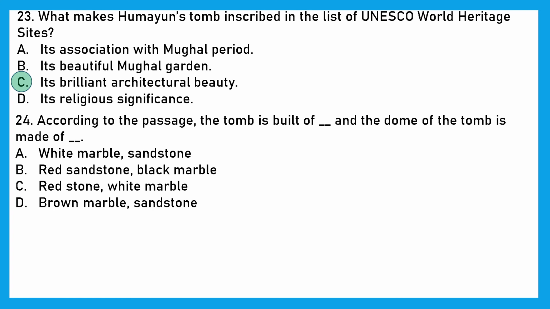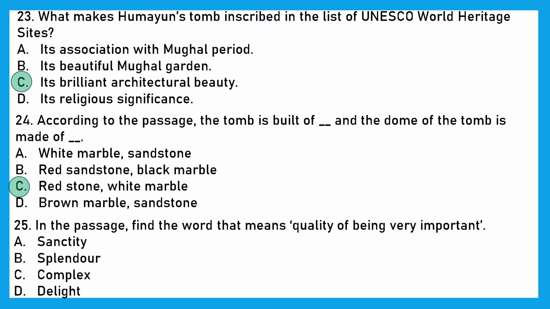Question 24. According to the passage, the tomb is built of dash and the dome of the tomb is made up of dash. The right answer here is option C. The tomb is made up of red stone and the dome of the tomb is made up of white marble. Question 25. In the passage, find the word that means quality of being very important. The right answer here is option A, sanctity.